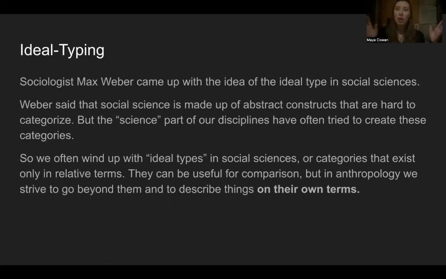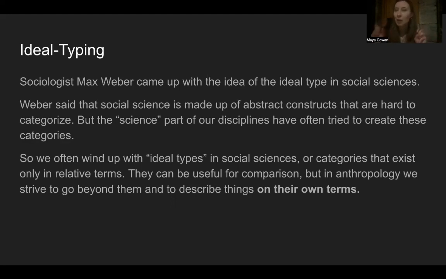So really all of this comes down to what is called ideal typing. There's a sociologist named Max Weber. Many of you have probably heard of him, but he came up with this idea of what he called the ideal type in social sciences. Weber said that social science is made up of very abstract constructs that are hard to categorize. My apologies, I'm having trouble speaking today. We absolutely have these crazy abstract constructs that we come up with in social sciences.